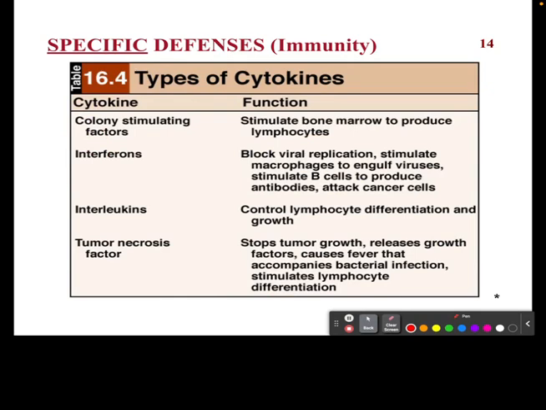Here are different types of cytokines and what they do in the body. So there are multiple types of cytokines and they have a variety of functions.